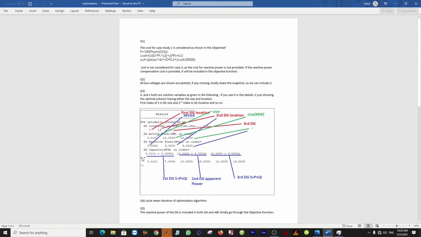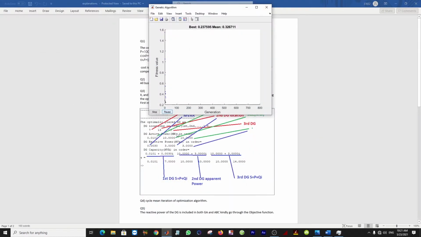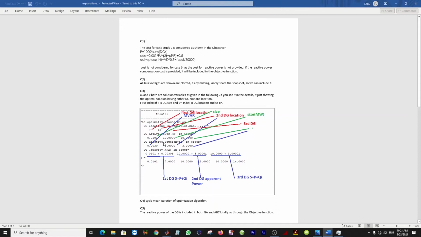Here we have an X variable. Here we have the locations. In this figure, I have selected three DGs. So the DG locations are here: first DG location, second DG location, third DG location. And then we have active powers: first DG active power, second DG, third DG, and here we have the reactive powers of the DGs accordingly. So here is the DG capacity. The first one is real and the second one is reactive DG power. If we include both of these, then we can find our MVA capacity.